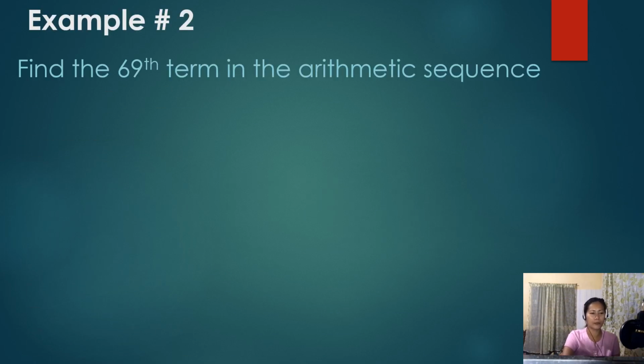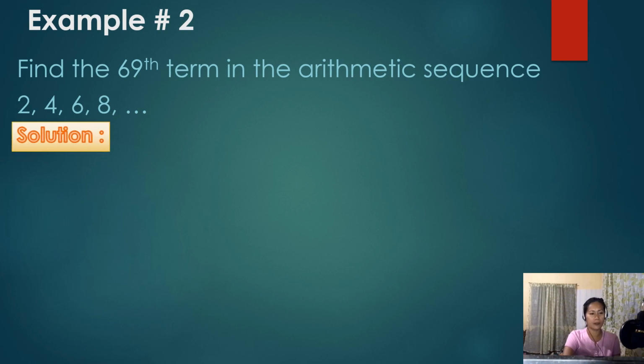Okay, another example. Find the 69th term in the arithmetic sequence 2, 4, 6, 8, and so on. The solution: again, we have to find first the common difference. 4 minus 2 is equal to 2. It is the same when you subtract 6 from 8, you'll get 2. So our common difference is 2.